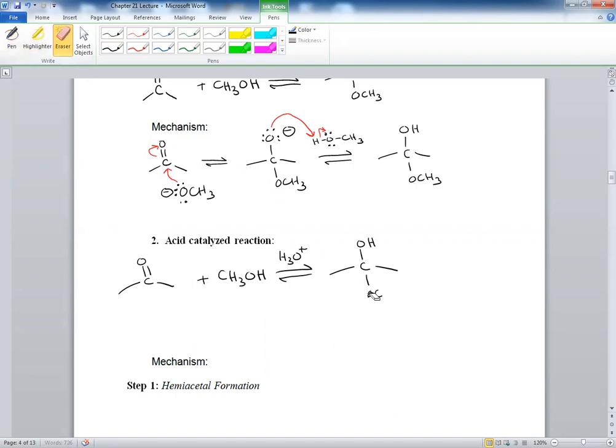Okay, so we form the hemiacetal. And then it goes all the way now to the full acetal. And the full acetal has 2 OR groups attached to that former carbonyl carbon. So that's called an acetal.